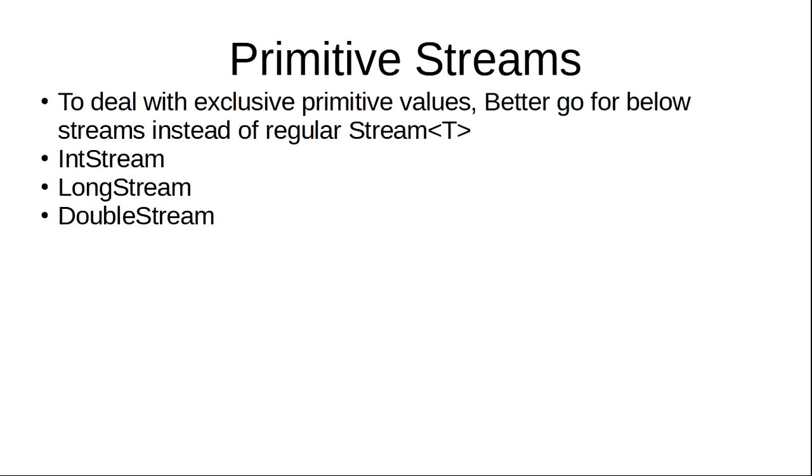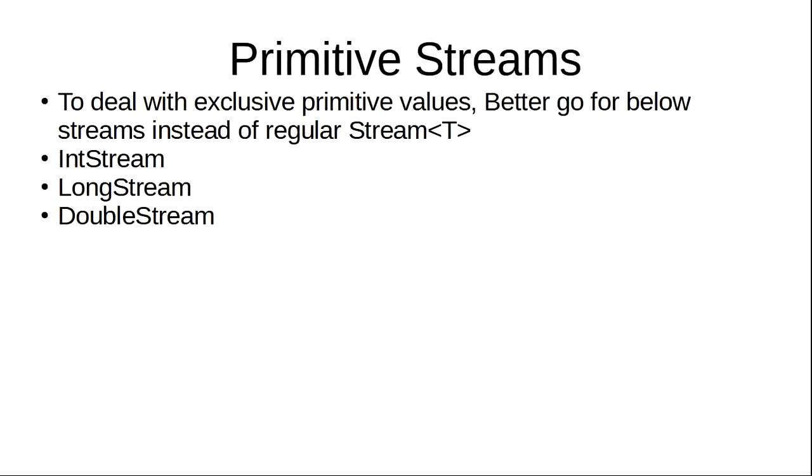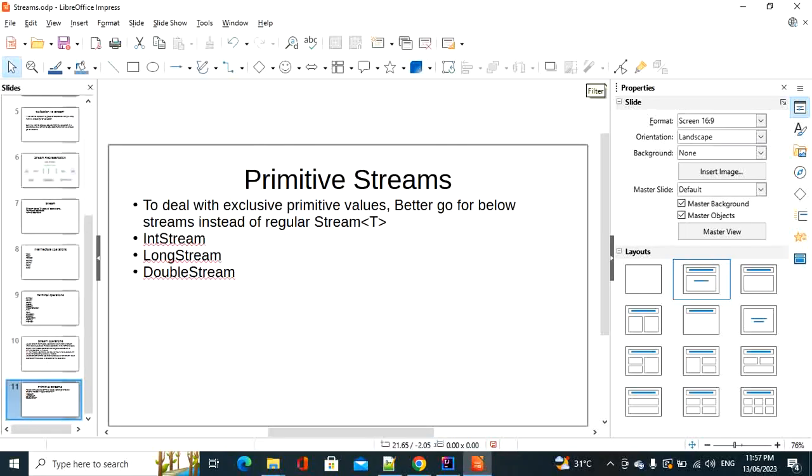Terminal operations will not return a stream, as I said. Terminal operations return some concrete result, or you may have a list or set or map or whatever. Why? Because finally you are getting a result from the outcome of all the intermediate operations. We also have primitive streams: IntStream, LongStream, DoubleStream. These streams are specific to primitive values. So now, without wasting time, let's jump into the coding part.